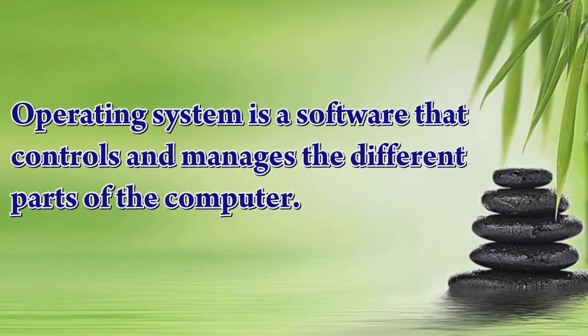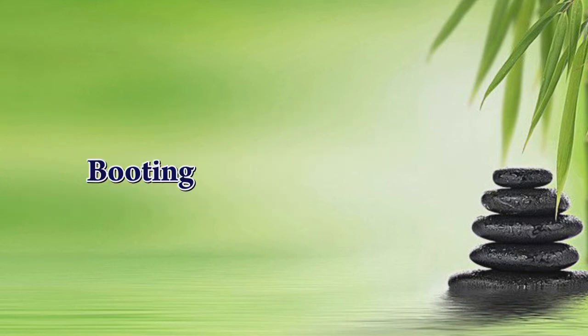What is an operating system? Operating system is a software that helps you to operate the computer system through its various functions. That means it controls and manages the different parts of a computer system. Can you say some examples for operating system? Linux, Mac OS, MS-DOS, MS Windows and Unix.